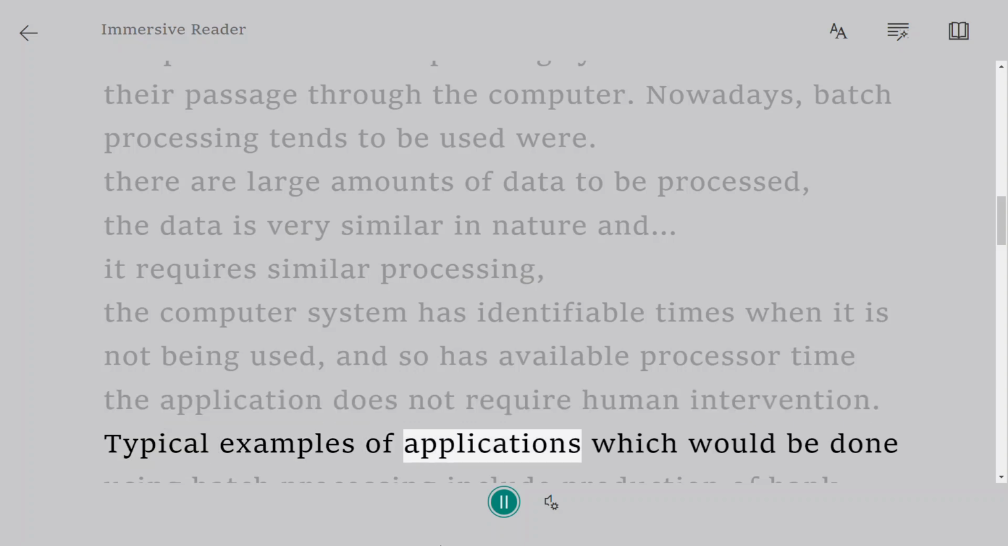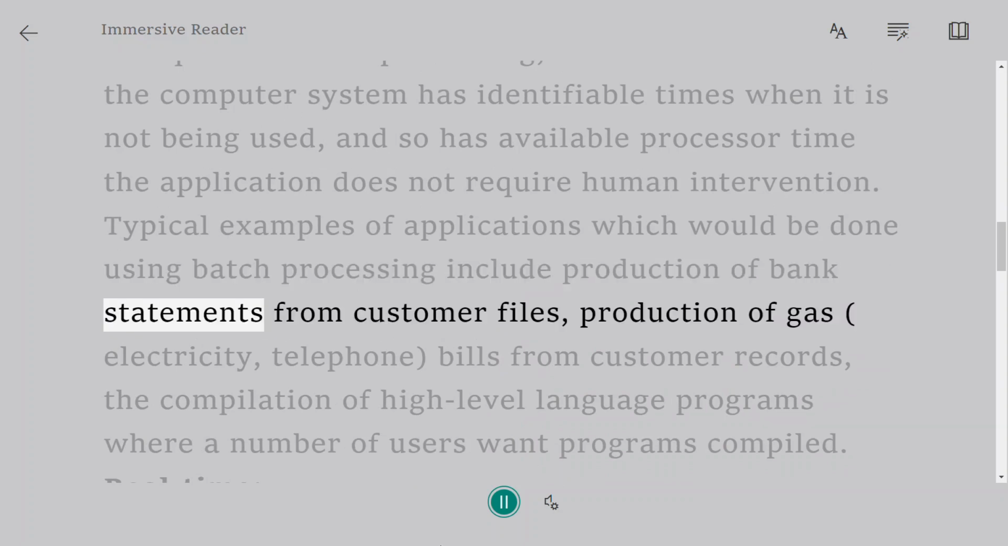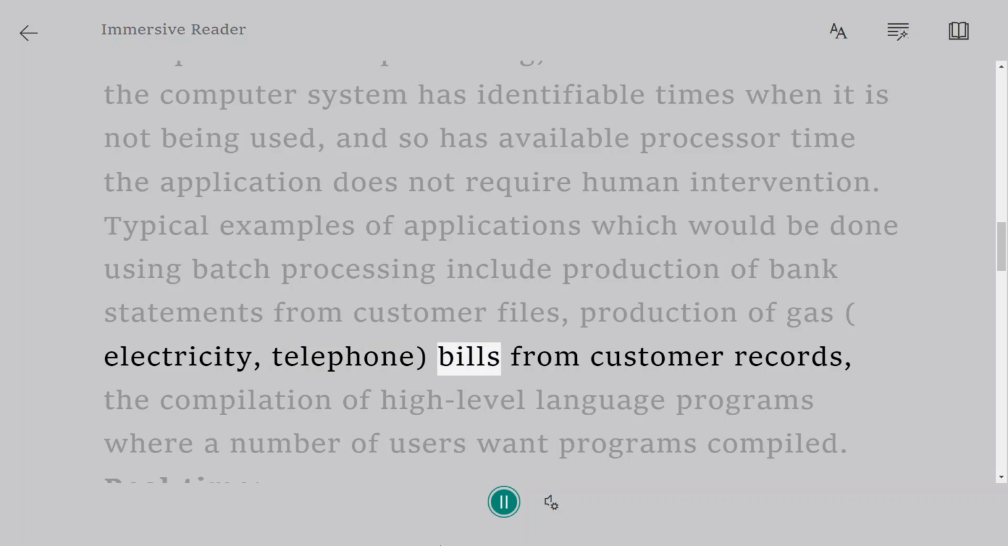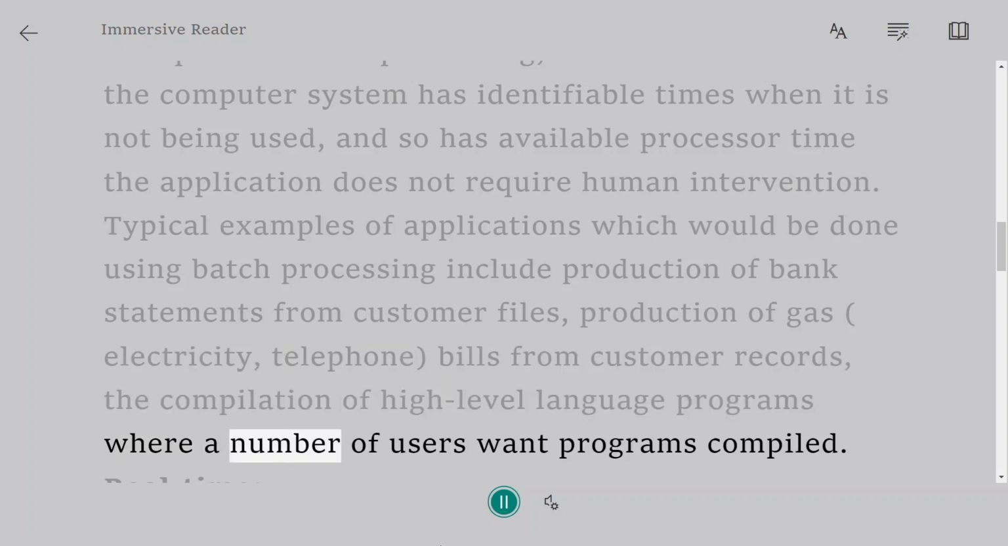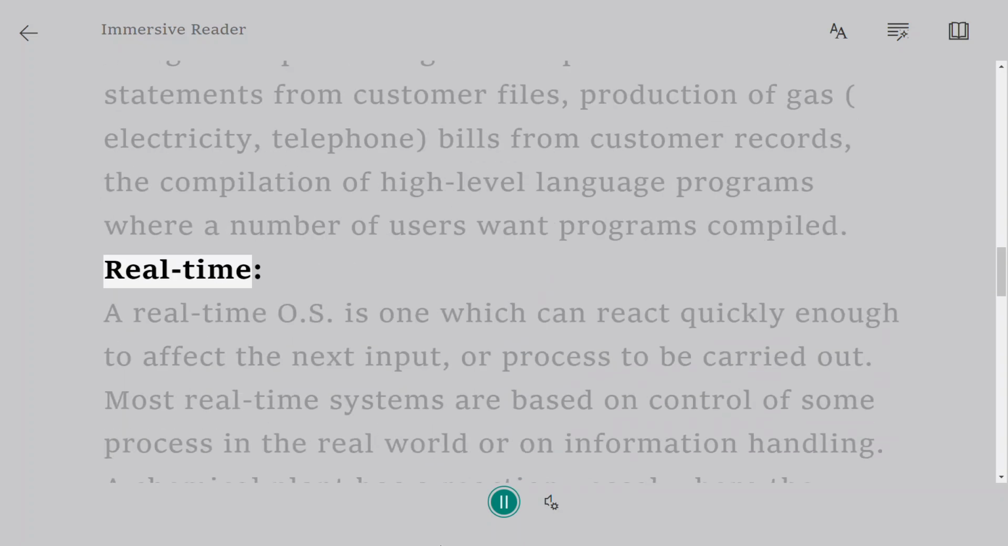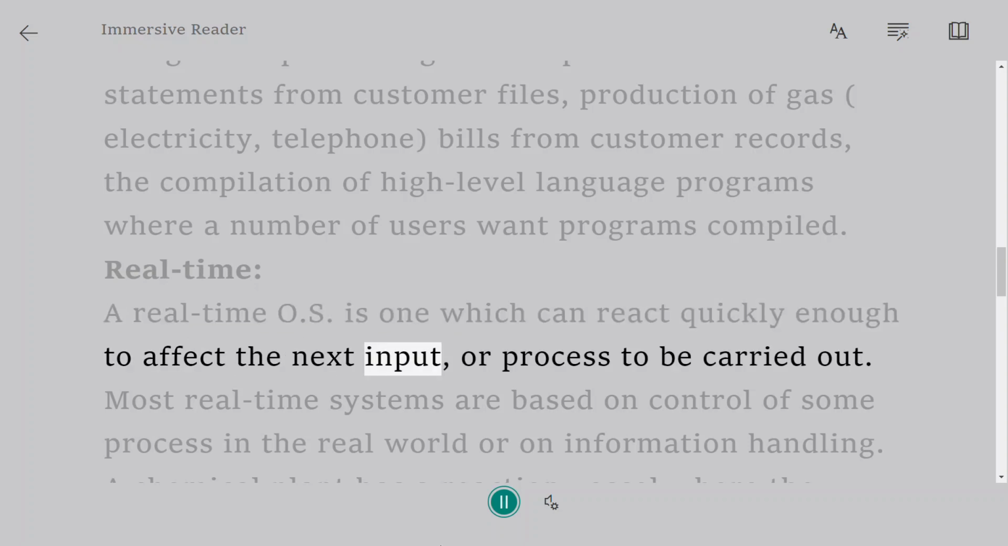Typical examples of applications which would be done using batch processing include production of bank statements from customer files, production of gas, electricity, telephone bills from customer records, the compilation of high-level language programs where a number of users want programs compiled. Real-time. A real-time OS is one which can react quickly enough to affect the next input or process to be carried out.